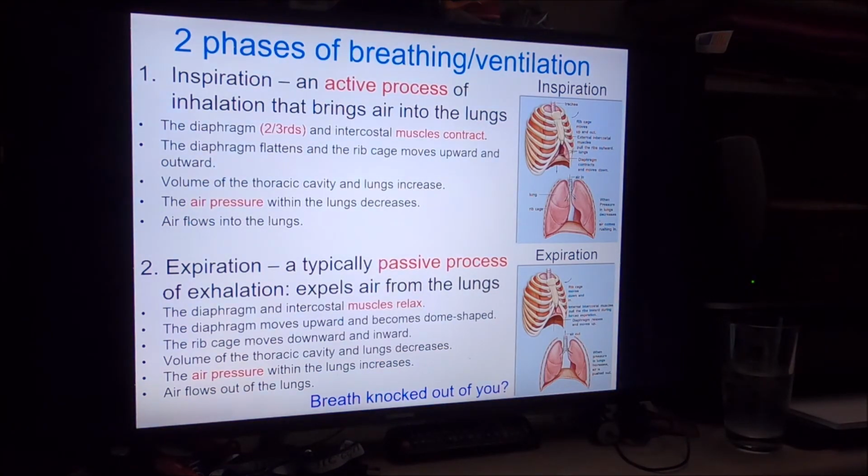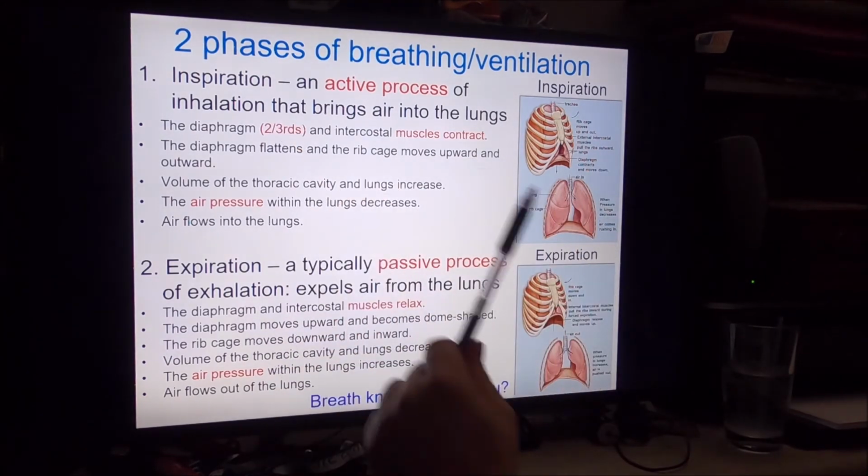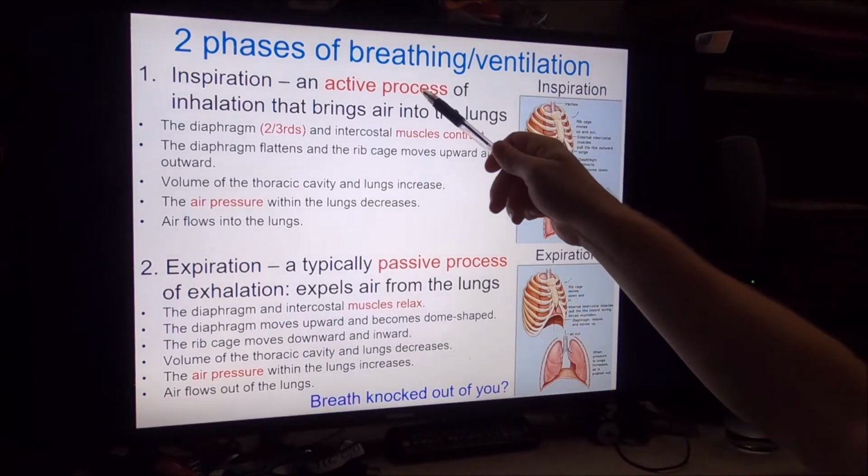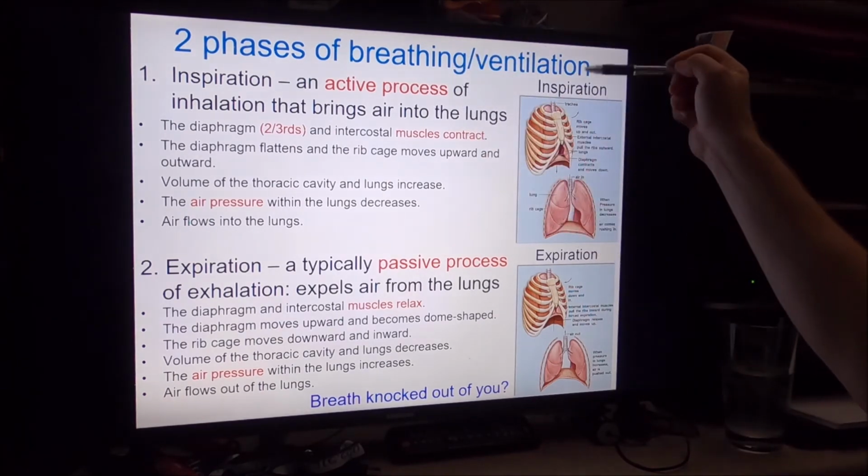All right, 2 phases of breathing, of what we'll call ventilation. Your book would call this process ventilation. This is inspiration and expiration, and this is as simple as it sounds. Inspiration is the active process, about 2 seconds of bringing air in.